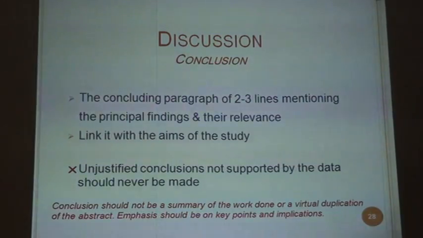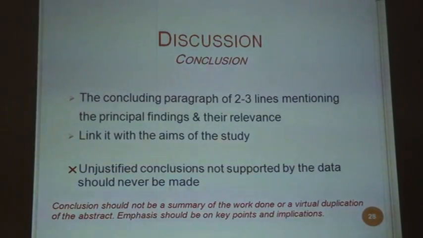While concluding the discussion, the concluding paragraph of 2 to 3 lines should mention the principal findings and their relevance and link it to the aims of the study. That should be the final paragraph of the discussion portion. Unjustified conclusions not supported by the data should never be made.